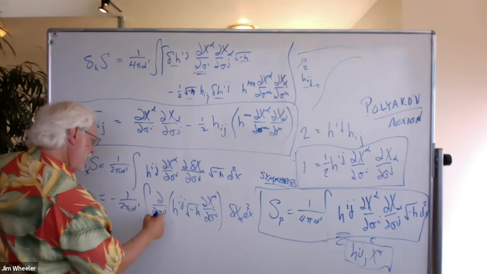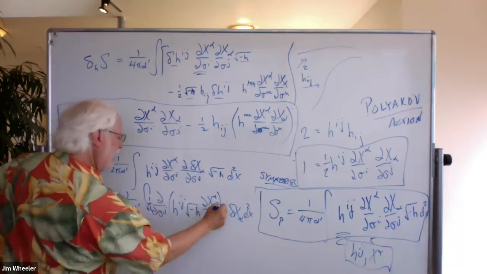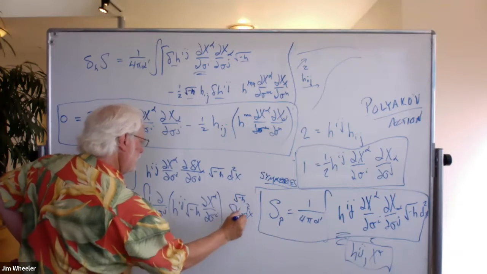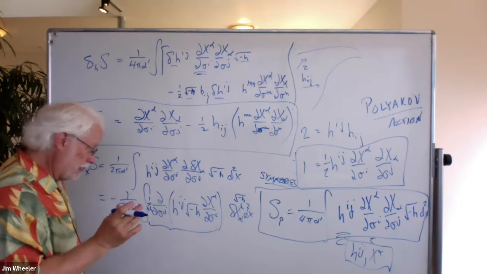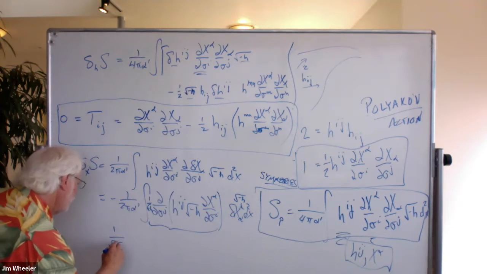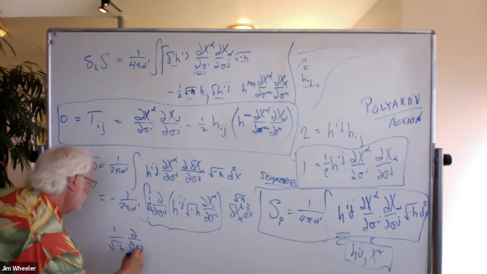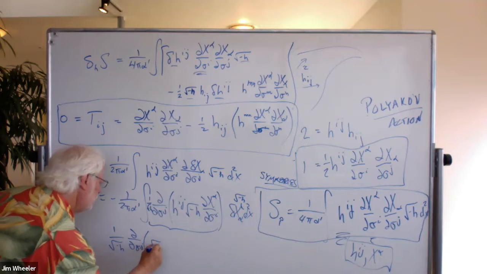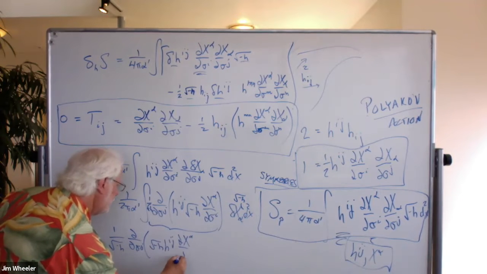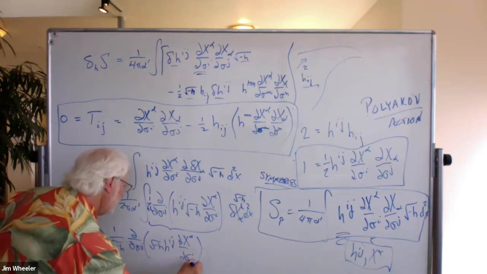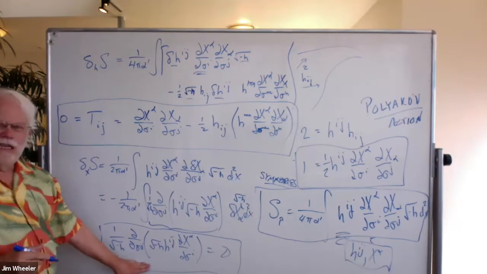And if I multiply and divide by the square root of the determinant of h, like this, do you recognize that? That's the field equation. Let me write it. 1 over root determinant h, d sigma^j of root h, h^ij d x^alpha d sigma^i equals 0. There's our field equation. Now, do you recognize this form?